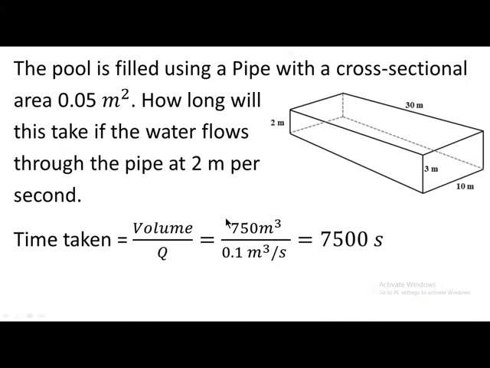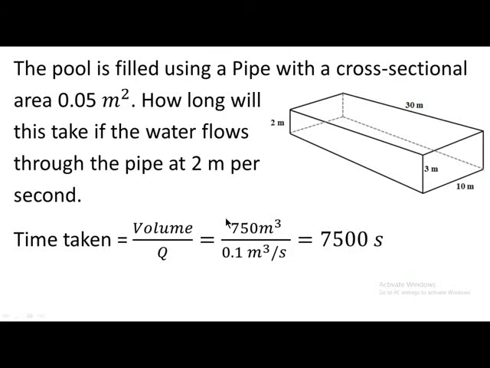In order to find the time needed to fill this swimming pool, we divide the volume of the swimming pool by the discharge or the flow rate. So the time taken to fill this swimming pool is the volume divided by the discharge. We have found the volume, 750 meter cube, and the discharge or flow rate is 0.1 meter cube per second. I need you to look very closely at this unit.